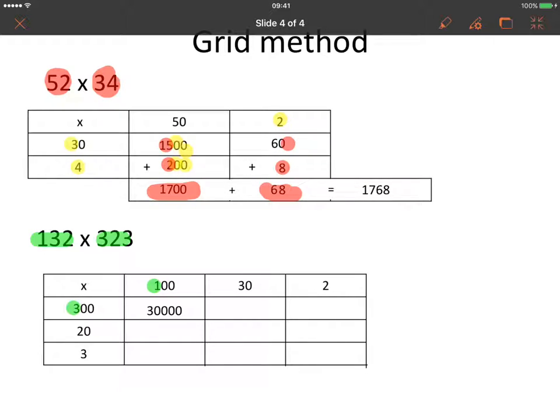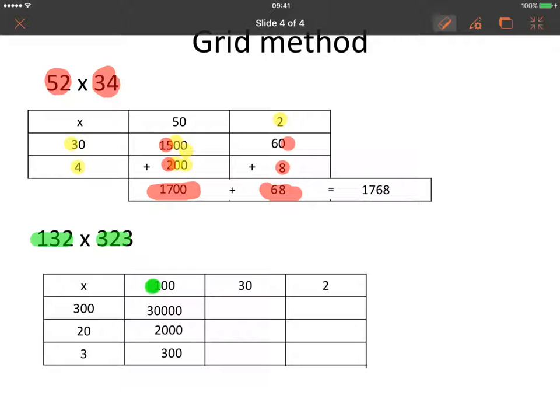Next one, I've got 2 times 1, and 2 times 1 is 2, but I have got 2 zeros here and 1 zero here, so I have to put the 3 zeros together. And 2 times 1 is 2, add those 3 zeros will give me 2,000. Next one, 3 times 1. 3 times 1 is 3, but I still have these 2 zeros, so I'm going to do 300.